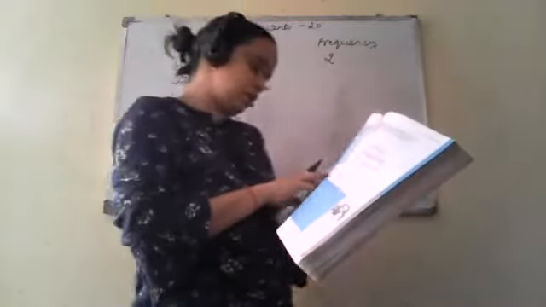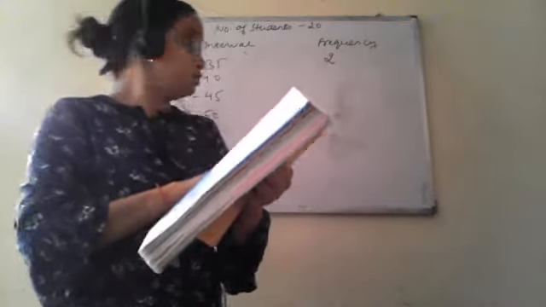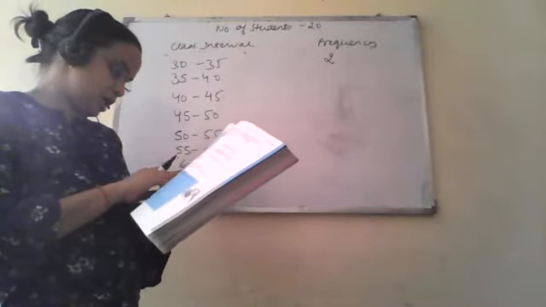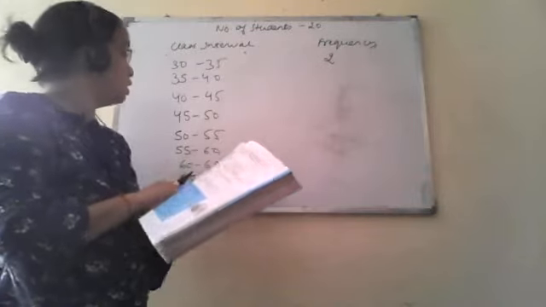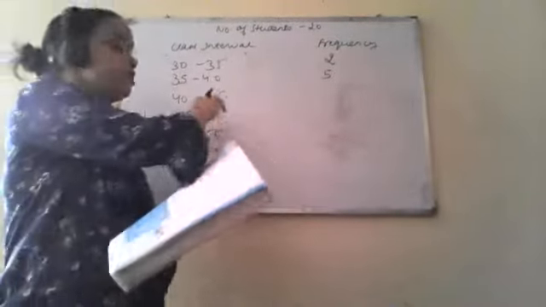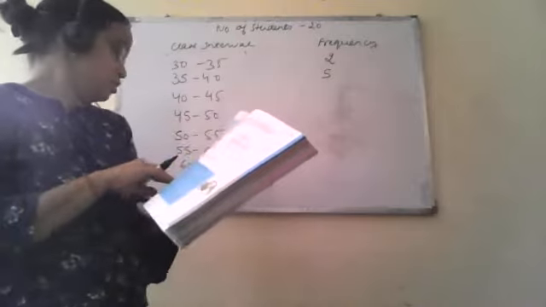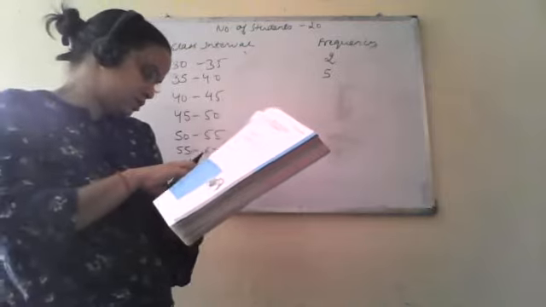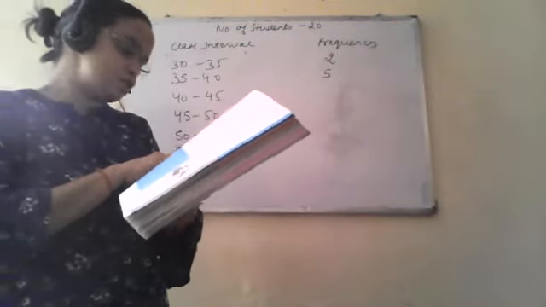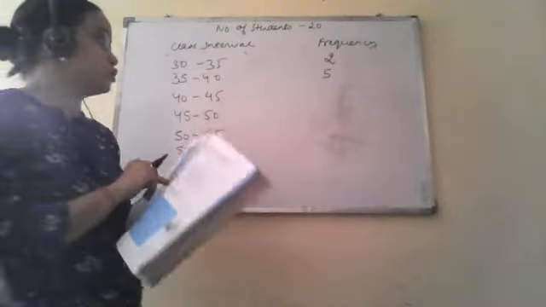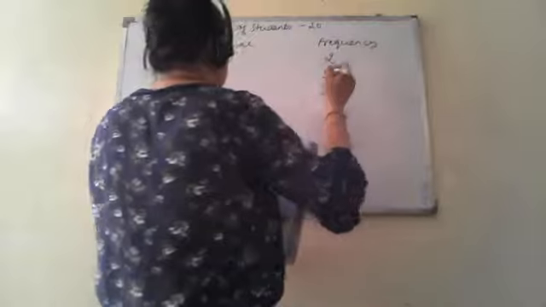So we have 38, 33, 36, and 38 and 39. So there are 5 students. Now 40 to 45. We will not include this 45. So 40 to 45 will be this 41, 42, 44. So the number of students is 3.